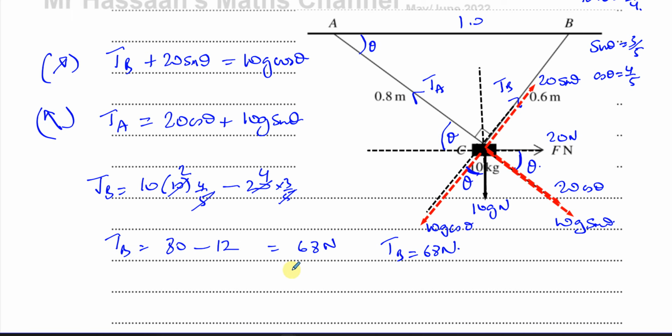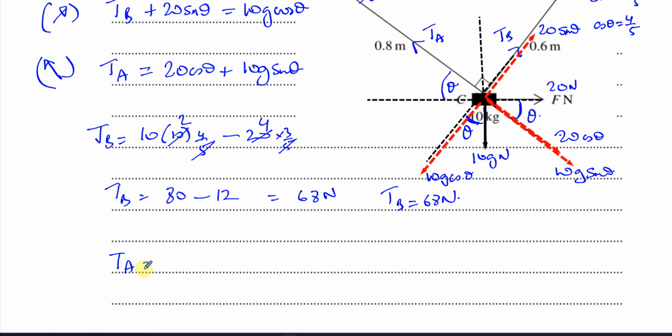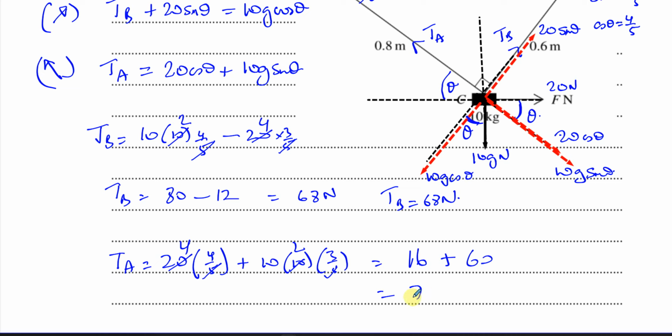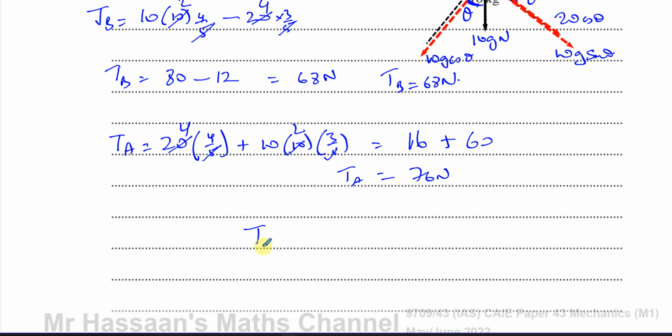And if we look at the second equation, we have TA equals 20 times cosine theta, which is 4/5, plus 10 times sine theta, which is 3/5. Okay, so we end up with 5, and that cancels, leaving you with 4. So that's going to be 4 times 4, 16, plus 5 and 10 leaves you with 2. That's 20 times 3, which is 60. Okay, so you end up with 76 newtons. That's TA. So we end up with TA is 76 newtons, and TB is 68 newtons. And here we have our answers.